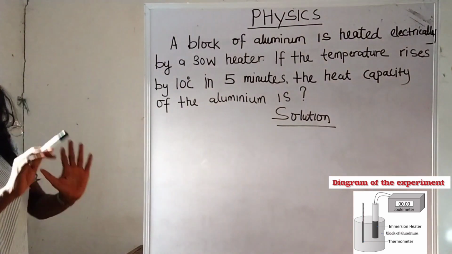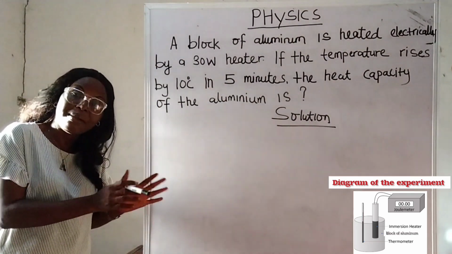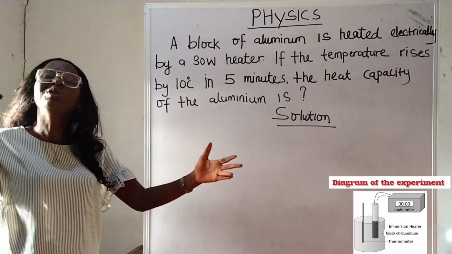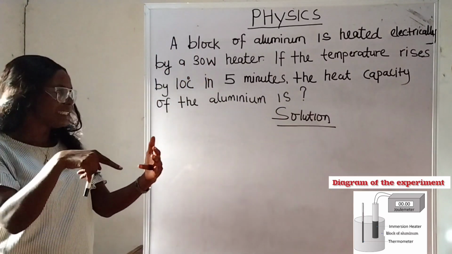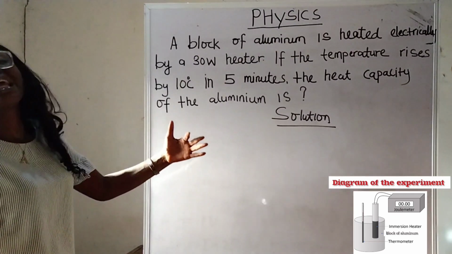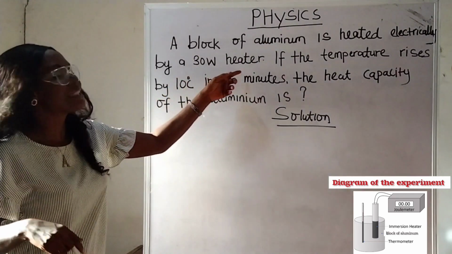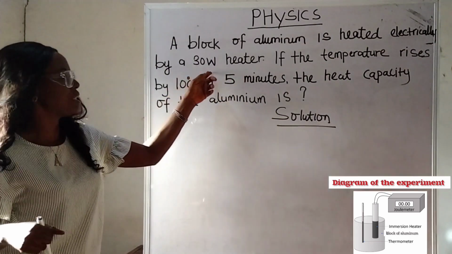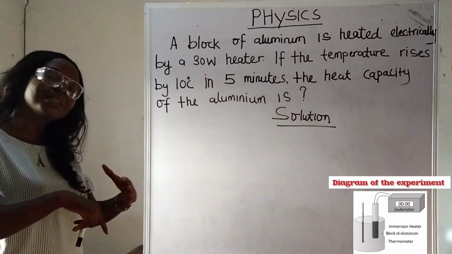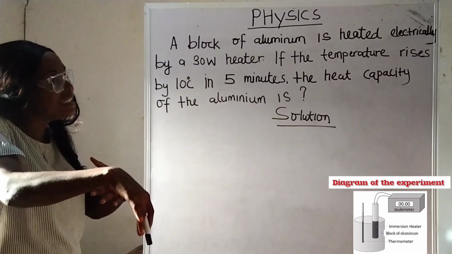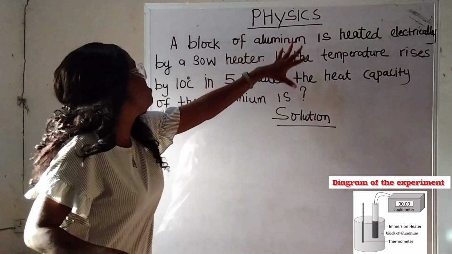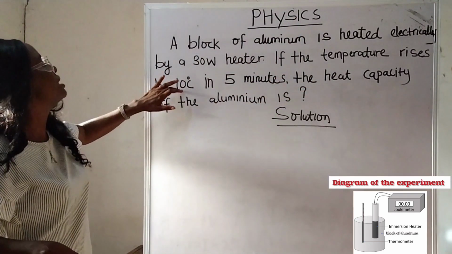The question says that they brought a block of aluminium and they used electricity to heat it. The heater they used to heat it is 30 watts. That is, the power of the heater is 30 watts. Now, the question says that as they are heating it, the temperature of the aluminium rises by 10 degrees Celsius.